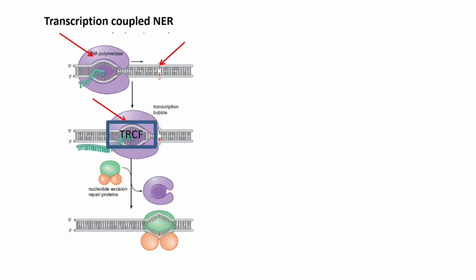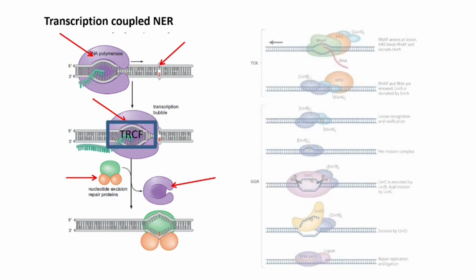The binding of TRCF results in two events which take place simultaneously. One is dissociation of the complex of RNA polymerase and RNA transcript. The second is simultaneous recruitment of the UvrA2B complex to the site. Once the UvrA2B is recruited to the damaged site, the pathway follows as we have discussed in the previous slide. This system ensures that the coding genes are repaired faster on a priority basis.